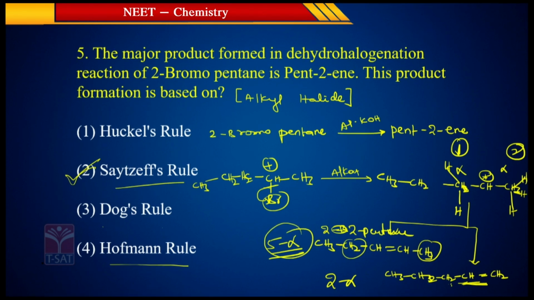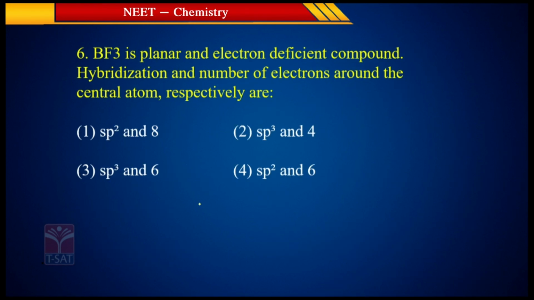Okay. So, this question is from alkyl halides. Alkyl halides this time is very important. You may get 2 to 3 questions. So, next question, electron deficient molecule. BF3 is a planar molecule and an electron deficient compound. It is asking the hybridization and the number of electrons around the central atom. So, this is a group 13 elements question, BF3.